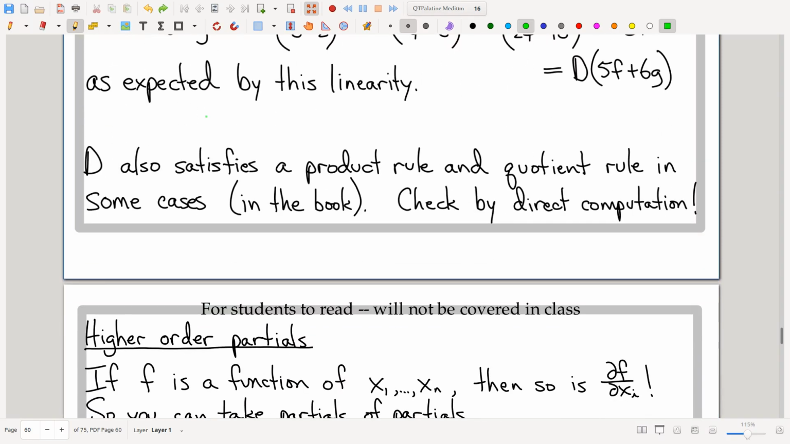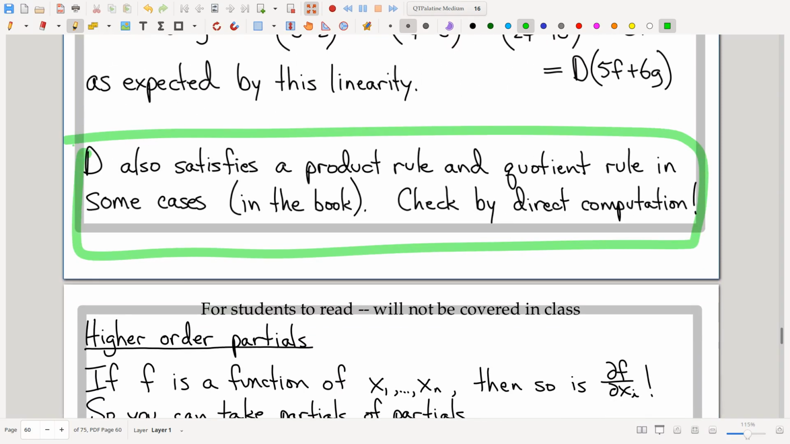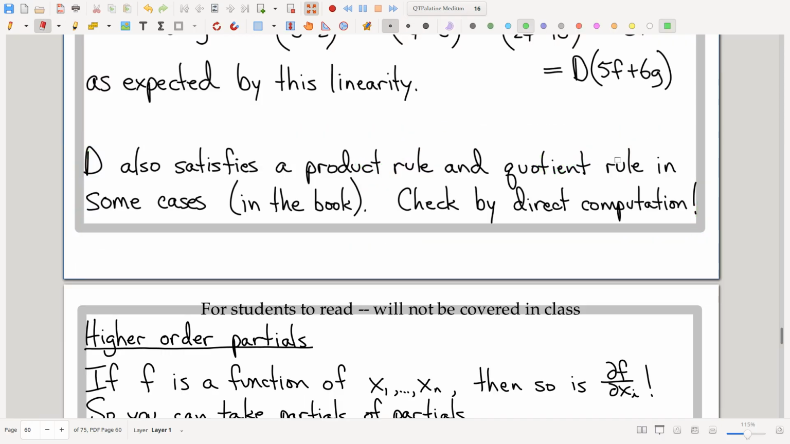And then, just a passing reference here, there's also a product rule and a quotient rule in certain cases where it makes sense. So the act of differentiation has some nice tools. These are just rules. They're formulas. They're written down in the book. They're pretty straightforward, so that's something you can read yourself.